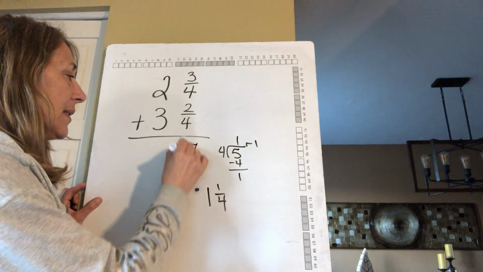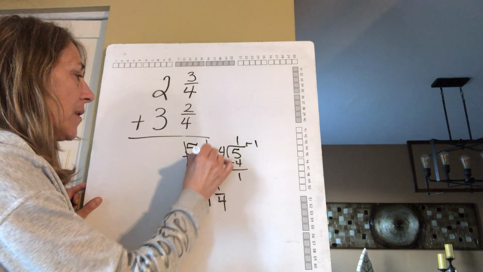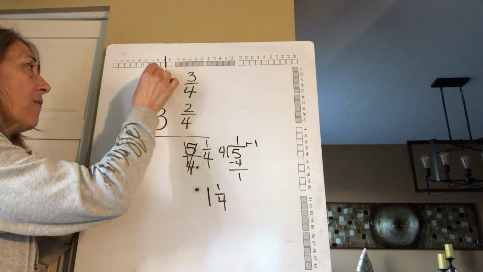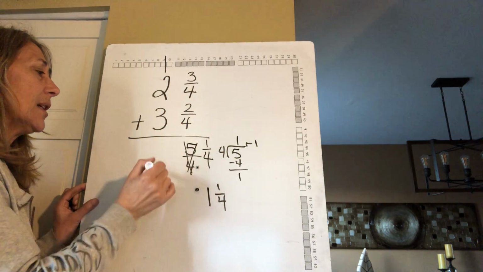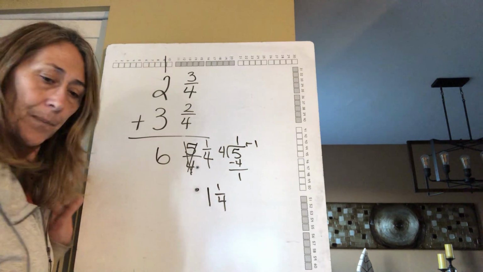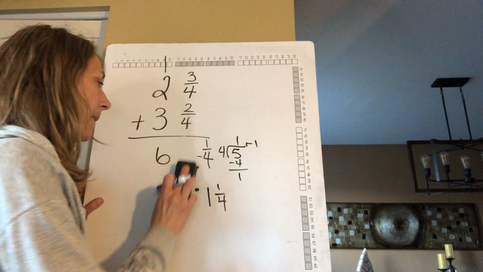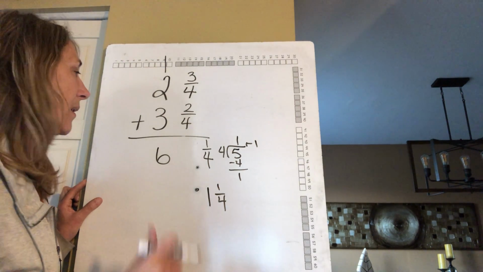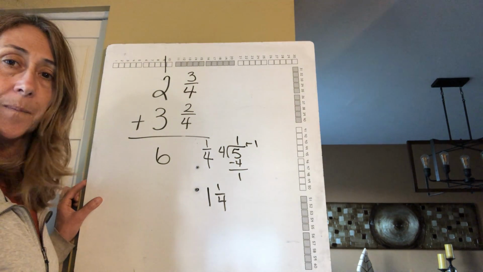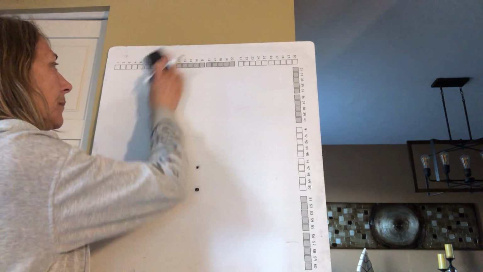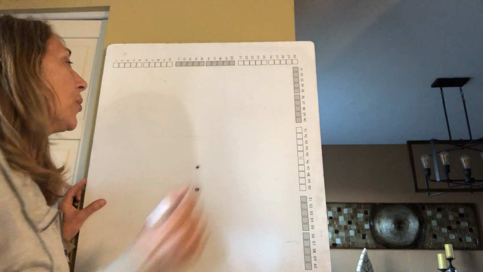So I can cross this out and make it 1/4 and put my 1 up here with my whole numbers. Then I have 1 plus 2 are 3 plus 3 is 6. So my answer is 6 and 1/4. We'll try one more of those.